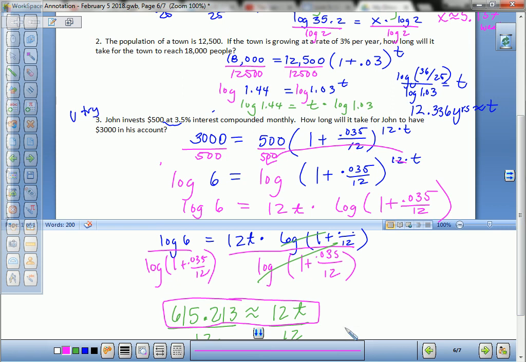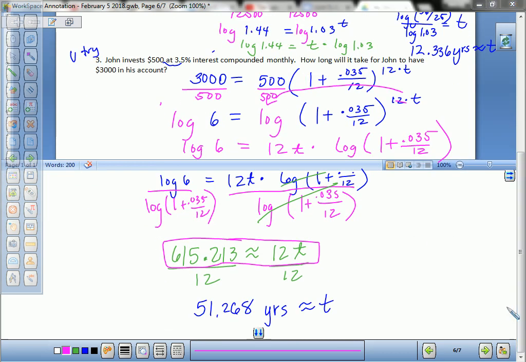Yay. Now, at this point, I have not solved for time. I've solved for 12 times the time. So what do I have to do? Divide by 12. So when we divide both sides by 12, you get approximately 51.268 years.